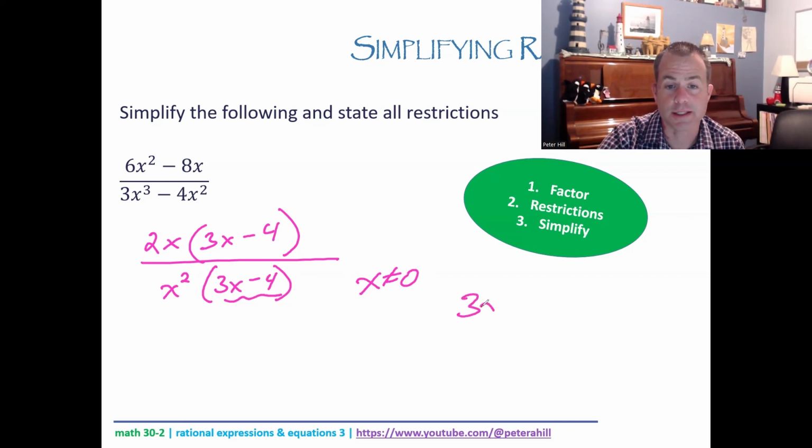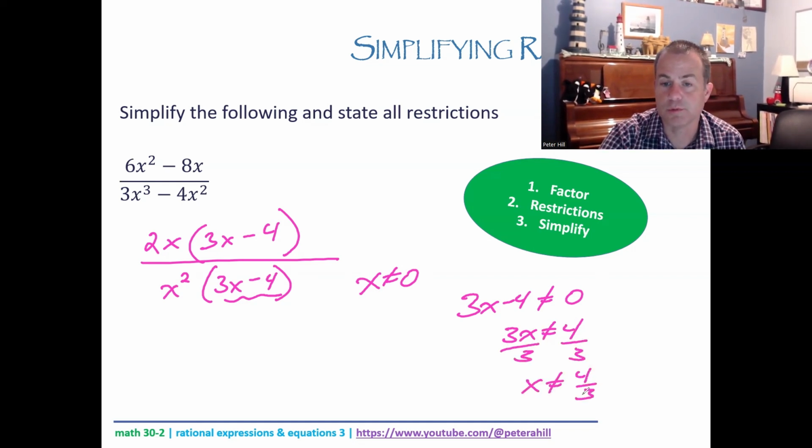What you're going to do is you're going to do a little sidebar, set it not equal to 0, and you're going to isolate for x. So we're going to add 4 to both sides. And then we'll divide by 3, and I can see that x can't be 4 over 3. Okay, so x can't be 0, and x can't be 4 over 3. And then I'd be ready to start the simplification process, okay?